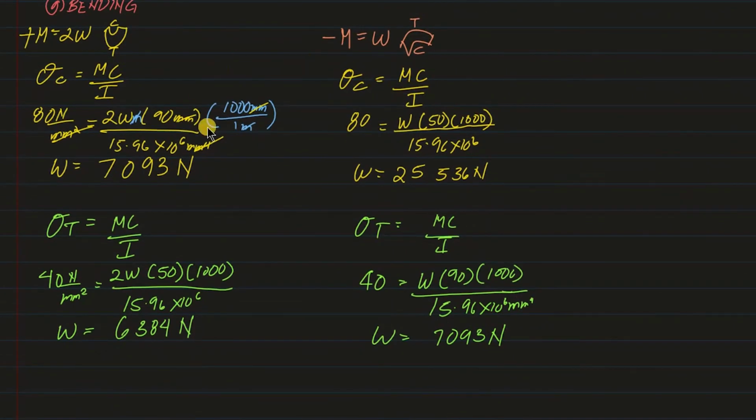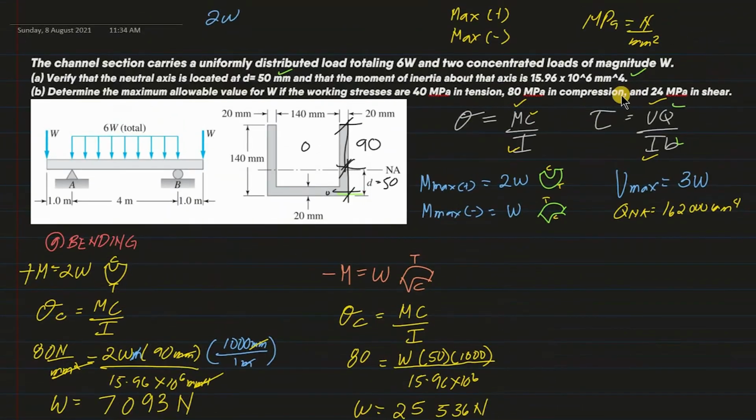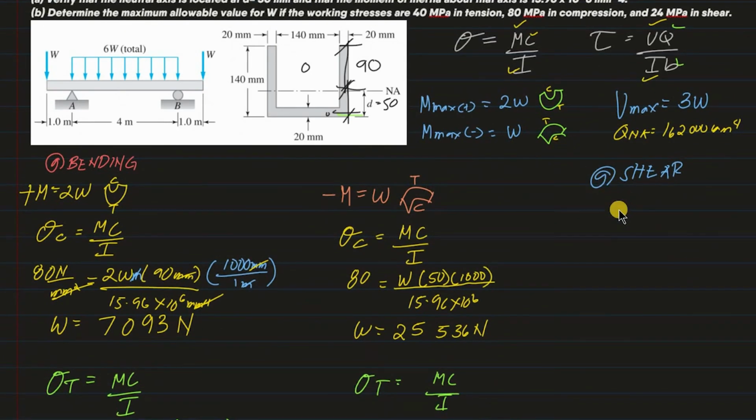Ito yung apat na values ng W with respect to bending. So, hindi pa tayo makaka-conclude for now. Punta muna tayo sa shear. I-solve muna natin itong natitirang shear before we can conclude. Okay? So, punta na tayo dito. At shear, iisa lang yung value na kailangan natin kasi alam naman natin yung location ng maximum eh.